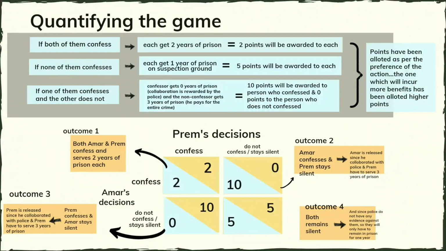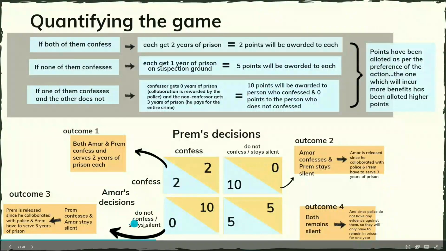So now, as we are versed with the possible actions and the points that each action will earn for the respective players, we are ready to construct a game theory table. This table will help us reach the best possible approach that should be undertaken by both the players. On the column side, we have listed Prem's action, that is to confess and betray Amar, or not to confess and remain silent. Similarly, on the row side, we have listed Amar's response to confess or not to confess.